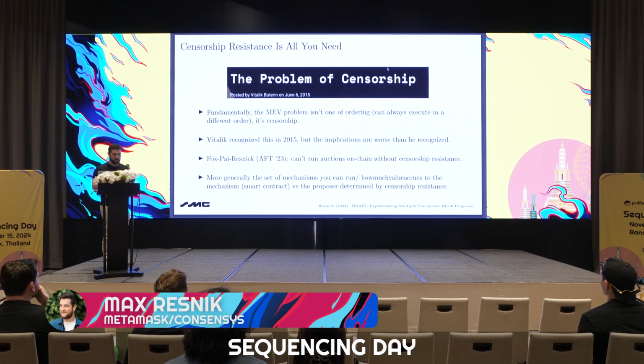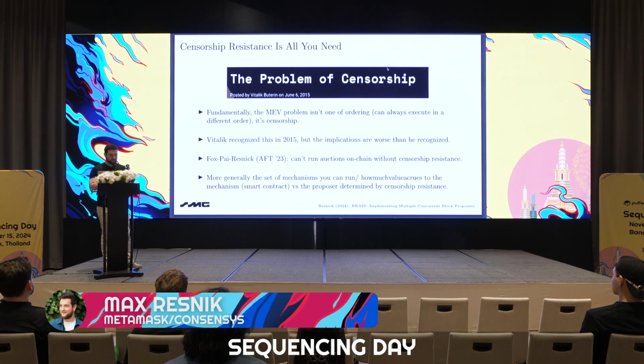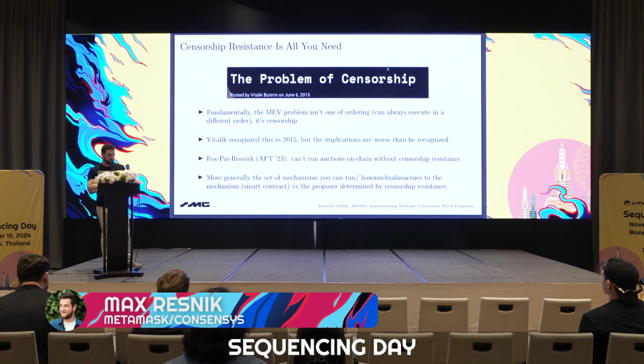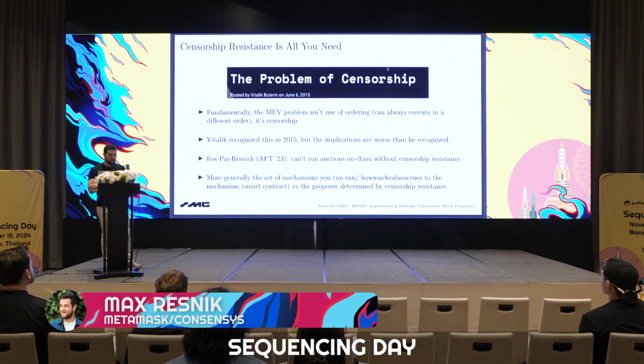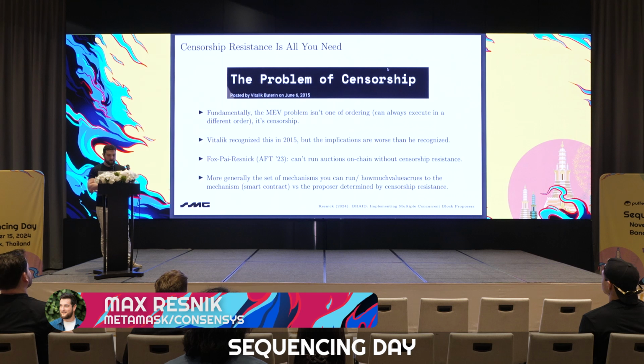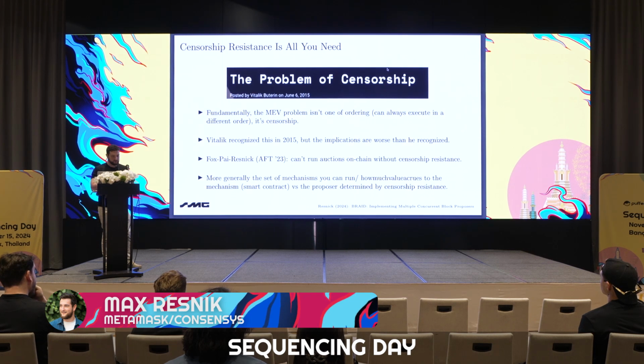Vitalik wrote that short-term censorship resistance was very important for financial applications. And so in the post, he wrote that censorship resistance isn't just about letting Silk Road operate on chain, which I guess was their version of OFAC and Tornado Cash back then. It's also about having credible neutrality for applications. And he gave this example of an option exercise contract that didn't really work if you didn't have short-term censorship resistance.